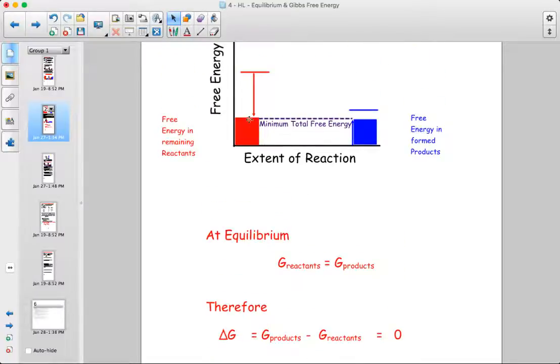Just to point out, just because they have the same amount of total free energy, it does not mean we have the same moles or concentrations of reactants and products, because the identity of the reactants and products is going to be different. They have different amounts of stored energy per mole. So this is not trying to suggest that you have to have equal moles of reactants and products, but the amount of stored energy in reactant form and product form is going to be the same.